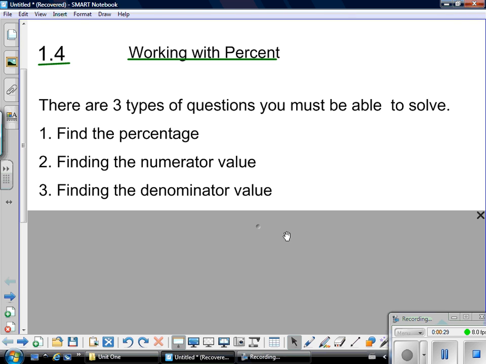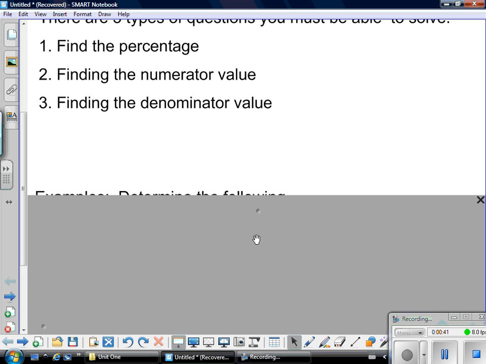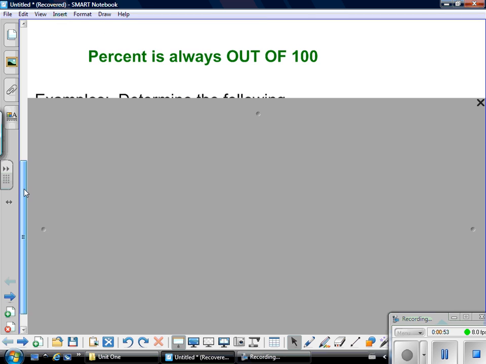So our percents, in many cases, we're going to set them up as fractions and solve that way. One thing that we have to always remember, and this was probably drilled into you a long time ago, is that percent is always out of 100. So out of 100 means divided by 100. Okay, so let's take a look at the types of examples.